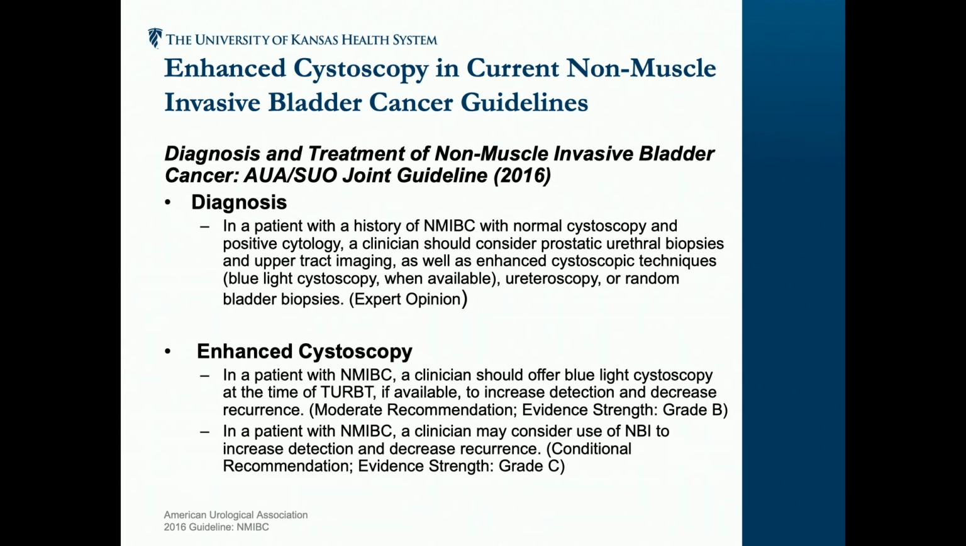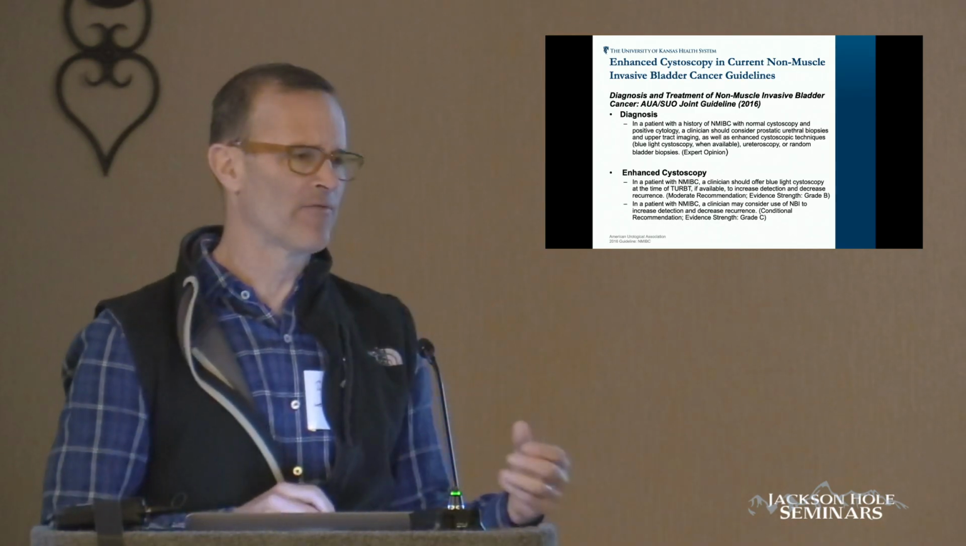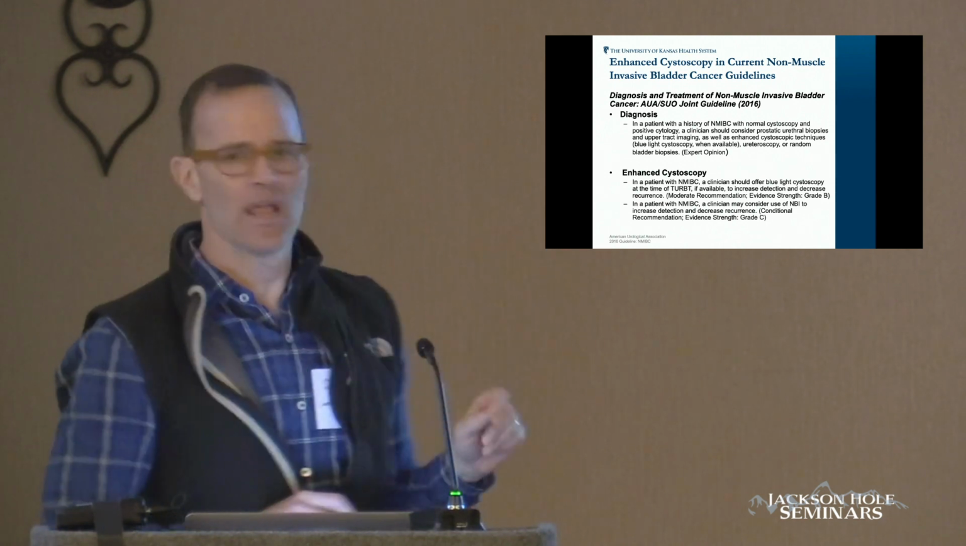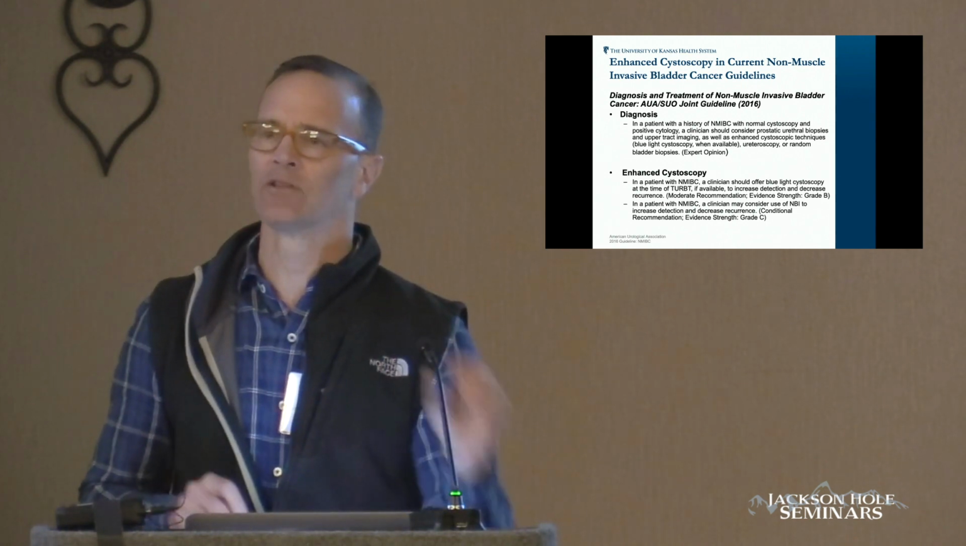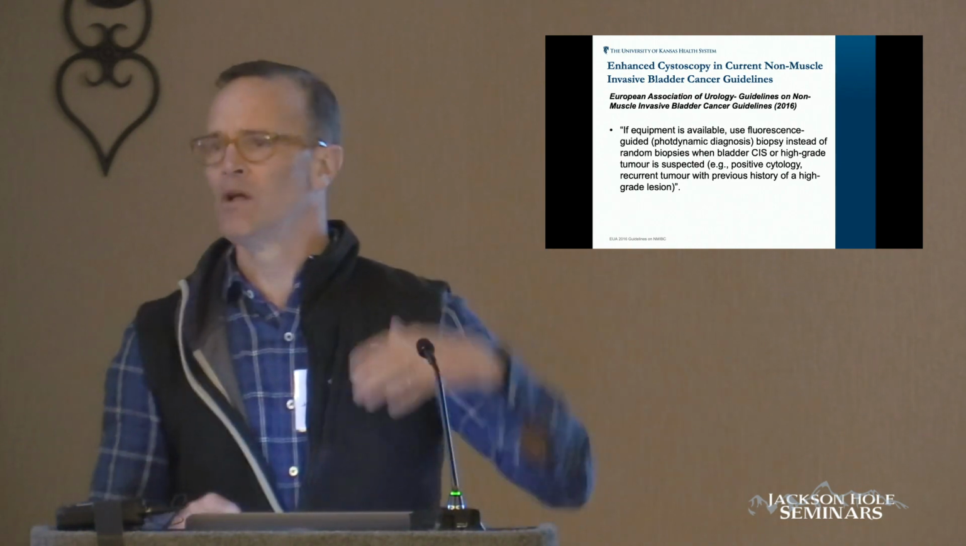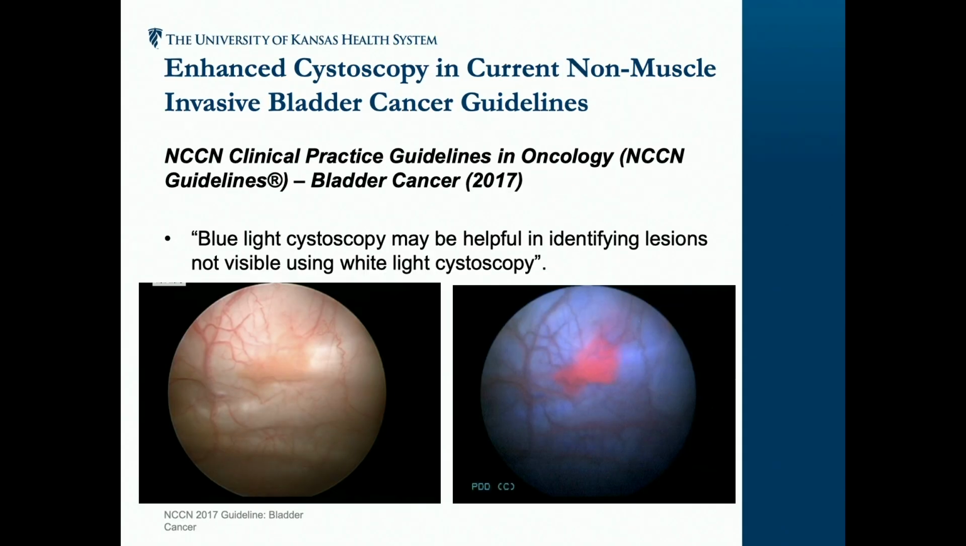So the AUA basically says, if you have it available, you can use it. And then the AUA guidelines, also a little bit less definitive, would say you could use it if you have it available. And again, if you have a positive cytology, they would recommend that. Here's just the EAU one. If you have it available, they recommend utilizing it. The NCCN similarly says it can be helpful in identifying lesions that are not visible in white light cystoscopy.